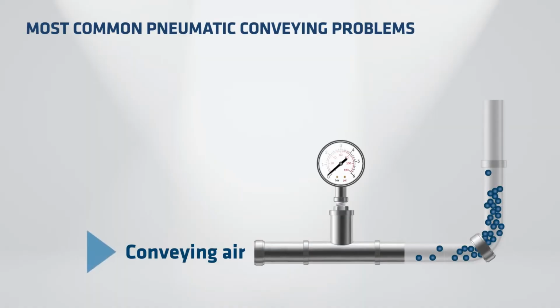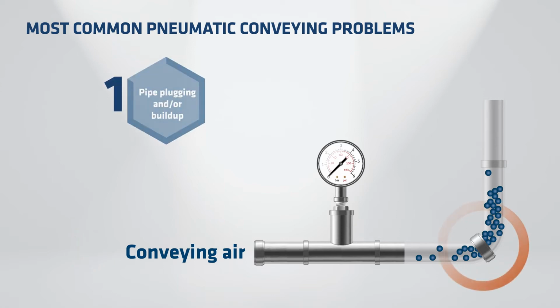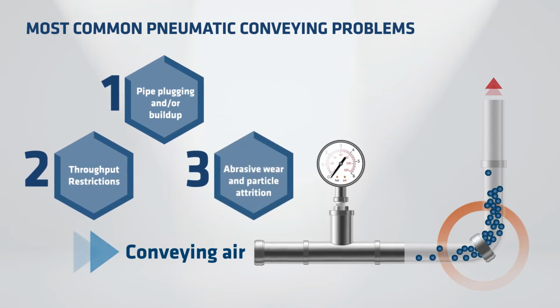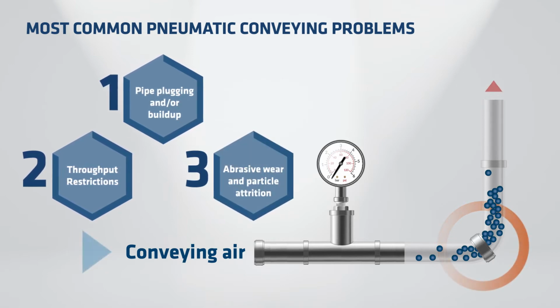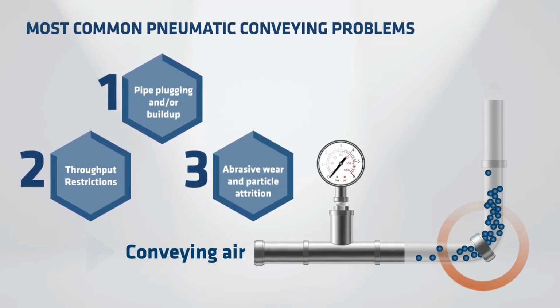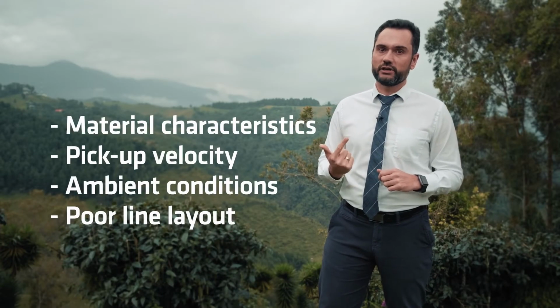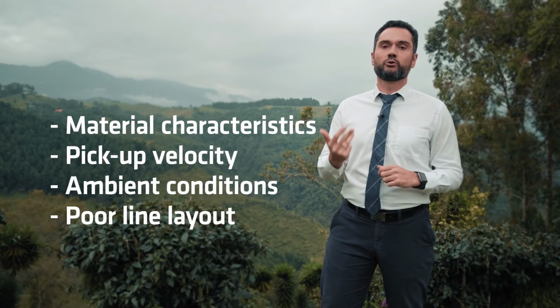First, pipe plugging or buildup. Second, throughput restrictions. And third, abrasive wear and particle attrition. All 3 causes may be solved by considering the following items: material characteristics, pickup velocity, ambient condition, and poor line layout.